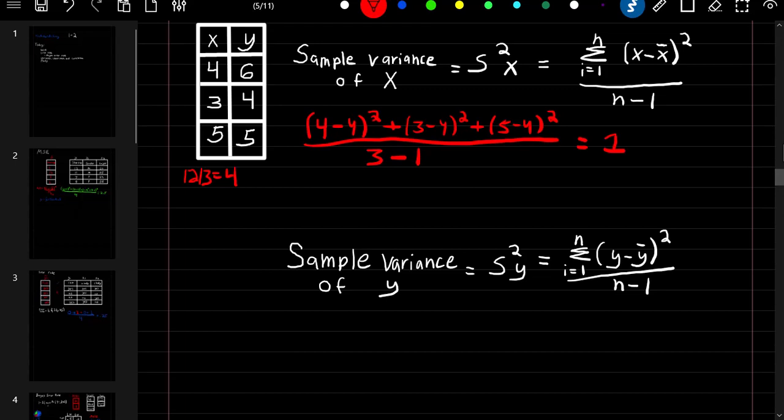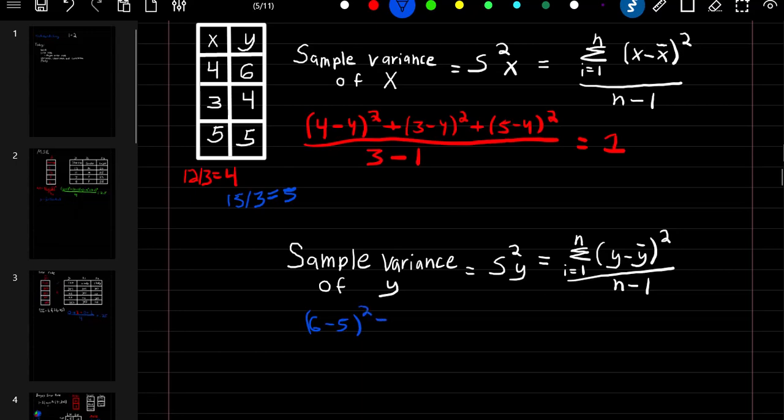Now the sample variance of y follows the same formula, so we find the mean first, which is going to be 15 divided by 3, and we get a value of 5. So just plug it in. We're going to do (6 minus 5) squared plus (4 minus 5) squared plus (5 minus 5) squared divided by n minus 1, which is going to be 3 minus 1. And we're also going to get a value of 1.